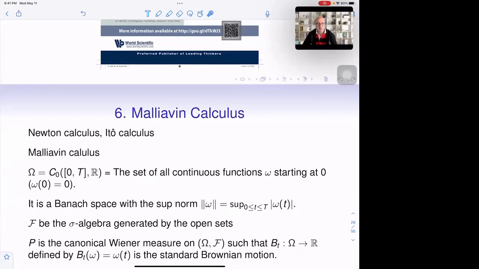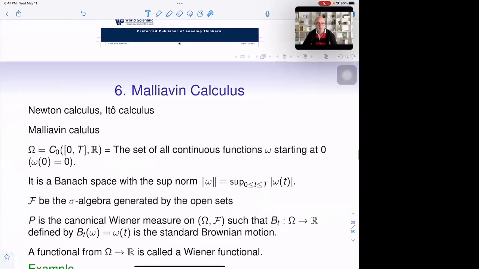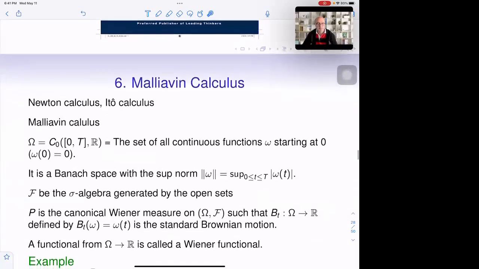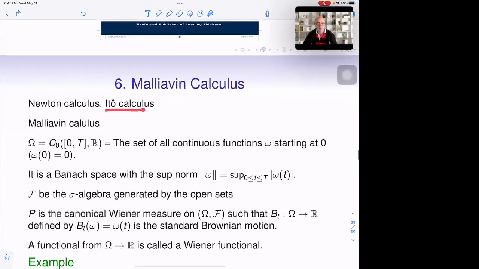So what is Malliavin calculus? Malliavin calculus is different from the Ito calculus. Ito calculus is about the derivative in t.